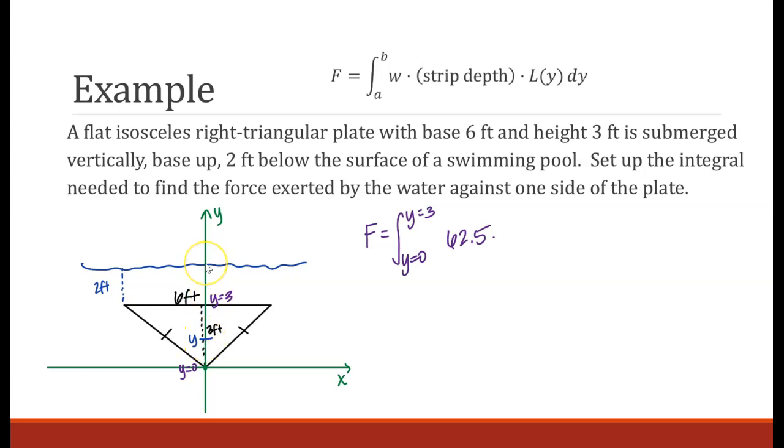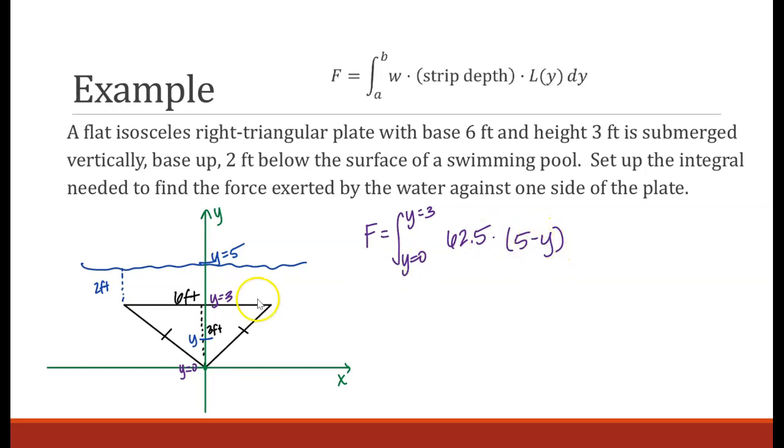Because of where we put our origin, the surface of the water is at a y value of 5. The height of the triangle is 3, but it was 2 feet underwater, so way up here, the surface of the water is at y equals 5. So to find the strip depth, we need to create the function: the height of the water minus y. The height of the water is 5 in this case, so we're going to have 5 minus y in parentheses as a quantity.